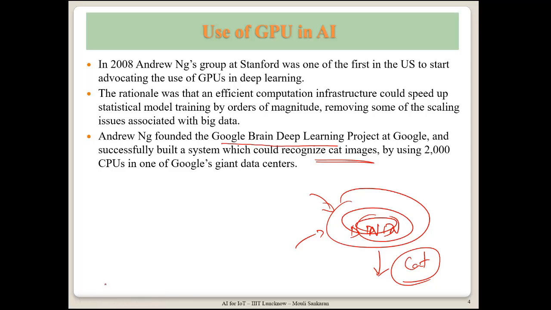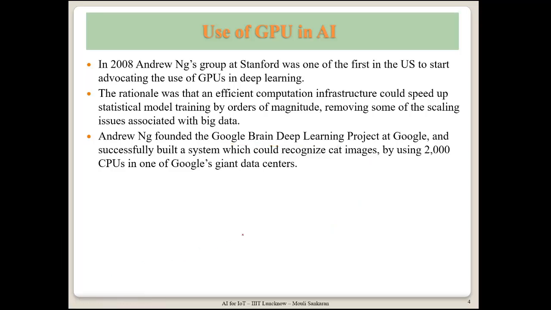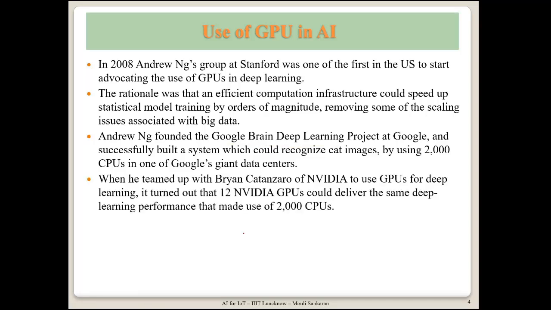Now, this was done way back in 2008. Then they felt that it is not practical to identify one cat image. You need 2000 dedicated CPUs, so it's not scalable. We cannot make it accessible to everyone.